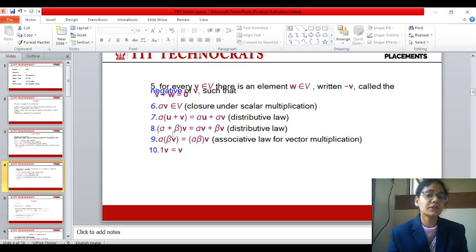Next again a distributive property is alpha plus beta times v. Now here alpha and beta are scalars and v is a vector. So just like vectors are distributed, we can distribute scalars also. It will be alpha v plus beta v. And this is the associative property for scalar multiplication. Then we have the unity element. The unity element 1 multiplied with any vector will be equal to the vector itself.